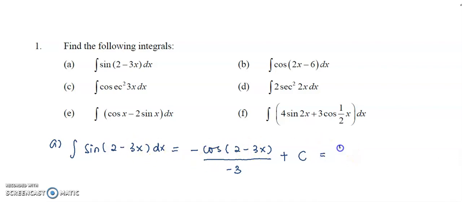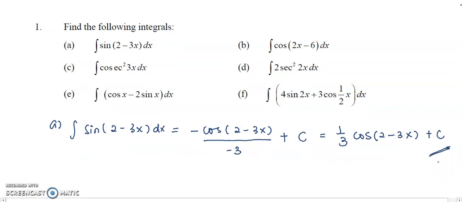For the final answer, you might simplify it by writing 1 over 3, because negative divided by negative gives positive, multiplied by cos of 2 minus 3x plus c. Okay, this is the answer for A.